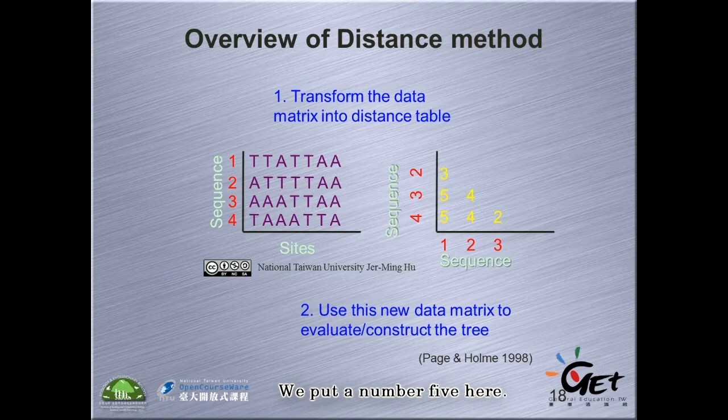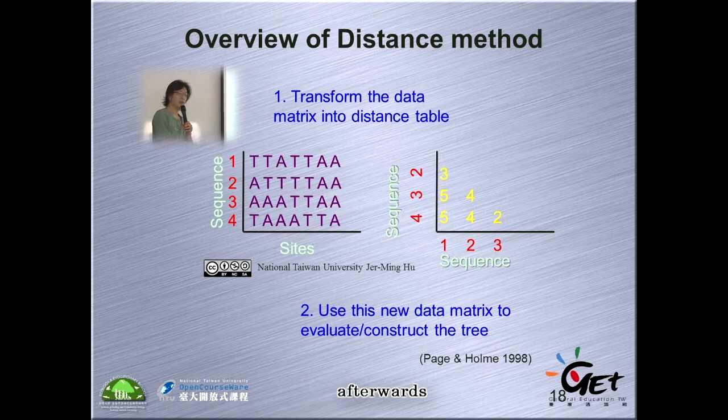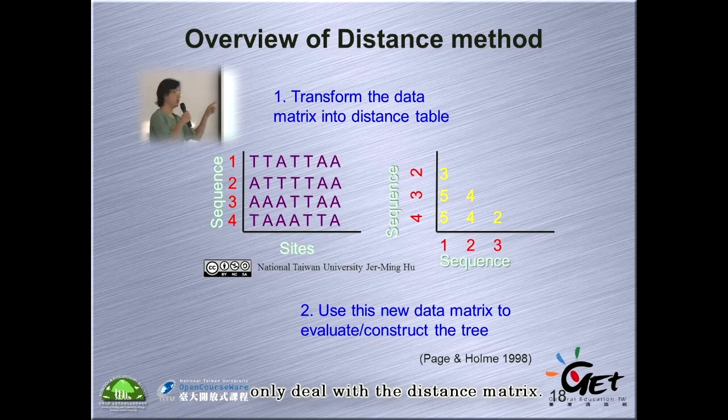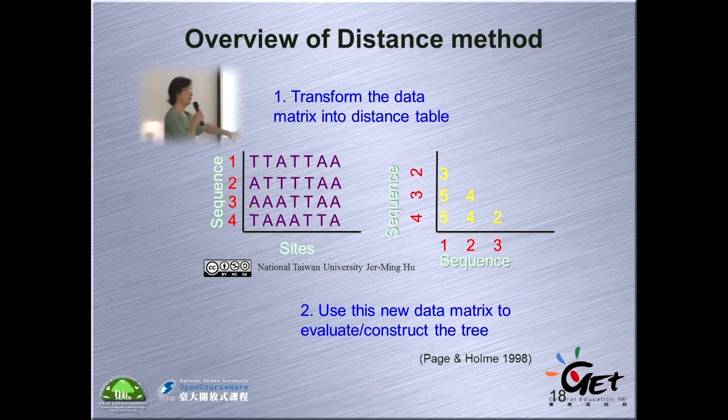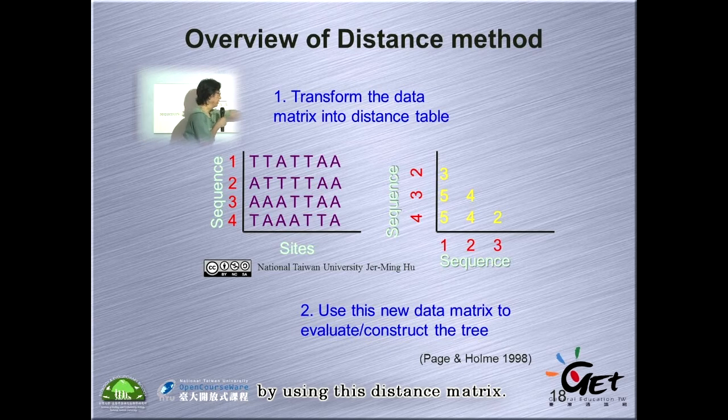We put a number 5 here. And for 1 and 2, there are 3 differences, so for the distance we put a number 3. So every calculation afterwards only deals with the distance matrix. They are not going to look at the original data anymore. That's the major weakness, I would say, for the distance method: they ignore all the information in the alignment and use only these distance matrices.